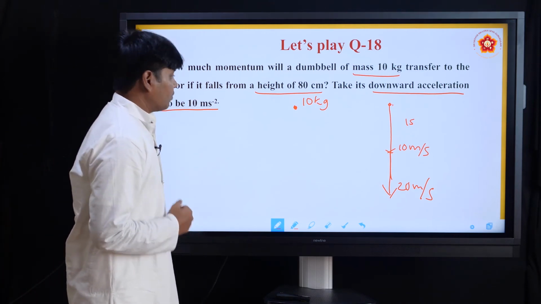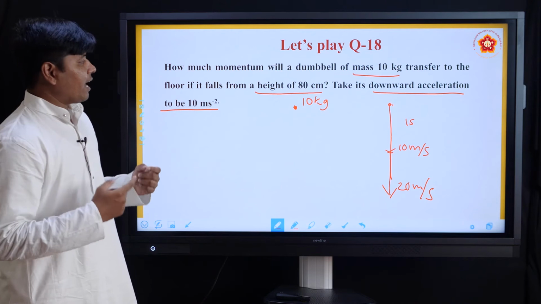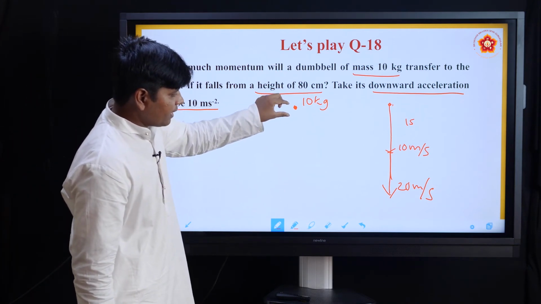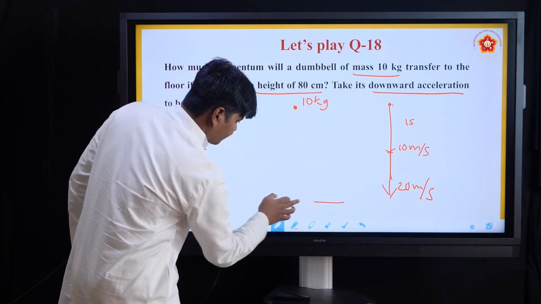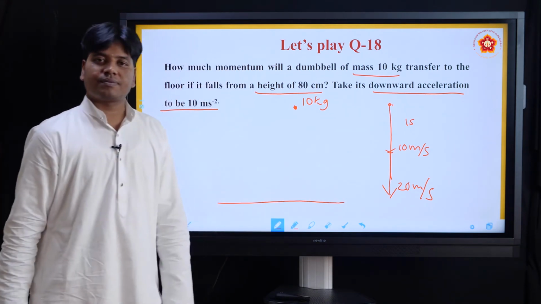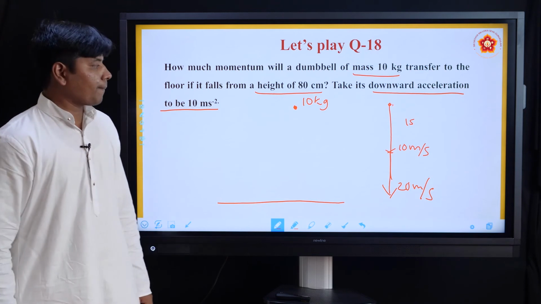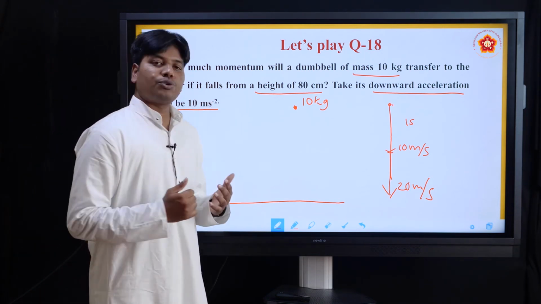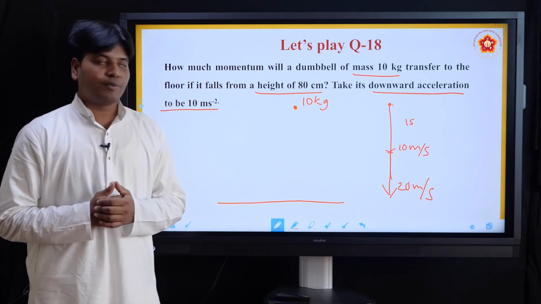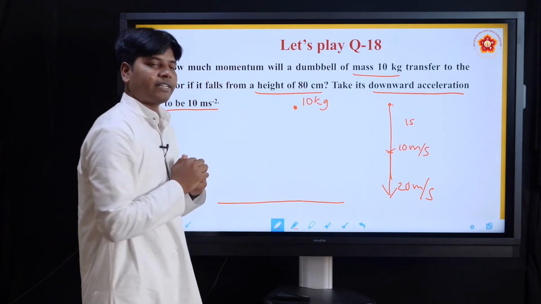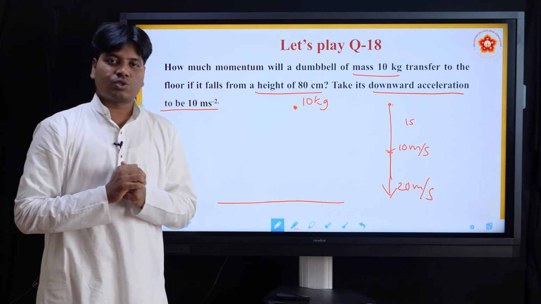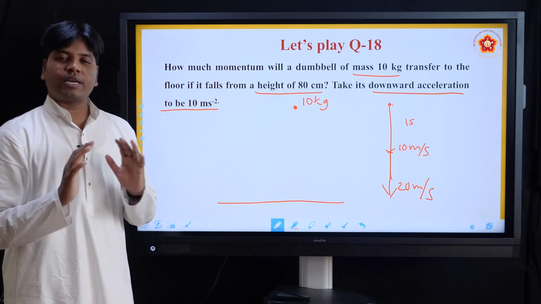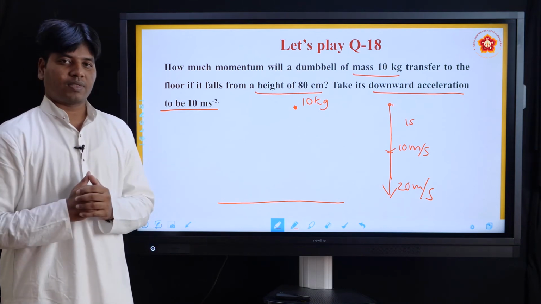Alright? Now, we are asked how much momentum this dumbbell is transferring on the floor, if you have a floor here. So, to find this out, we know the mass. Let us use the equations of motion, because we have a constant downward acceleration here. So the acceleration is not changing. As far as the acceleration is not changing, we can easily use the equations of motion.